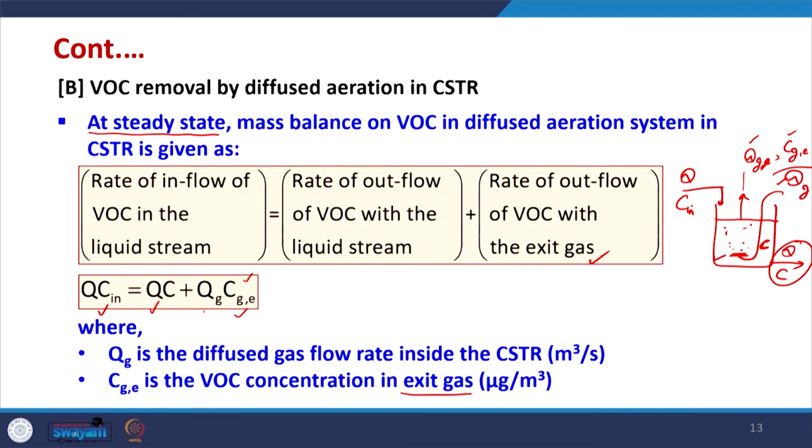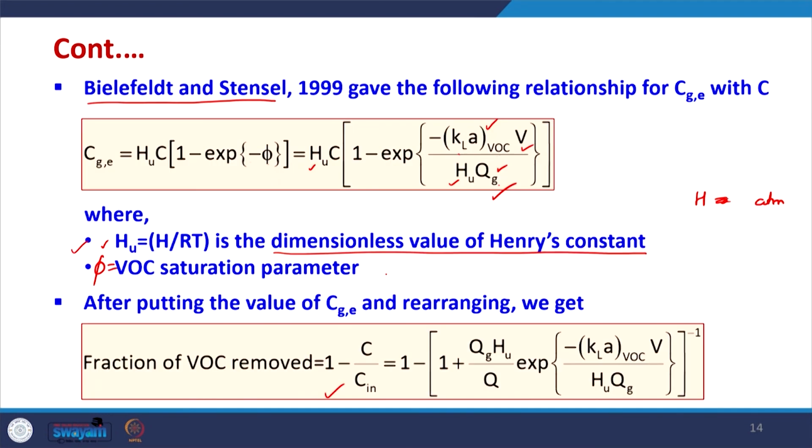So, equation 1 and equation 2 are combined together to get this particular equation 3, and for solving 3 we require Q_g, we require K_L a, and we require H_u. If these are known, we can find out the volume of that particular system. So, this is how we can solve the problem with respect to a diffused aeration type of system.